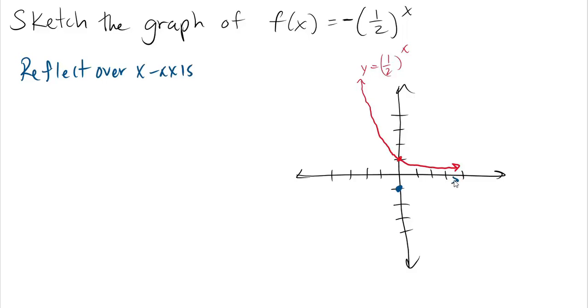The graph's still going to approach the x-axis as we go to infinity, but now the function is an increasing function. As we move to the right, the graph moves up. It's just a vertical reflection over the x-axis of the original function.